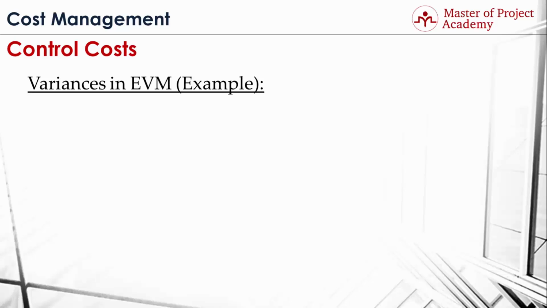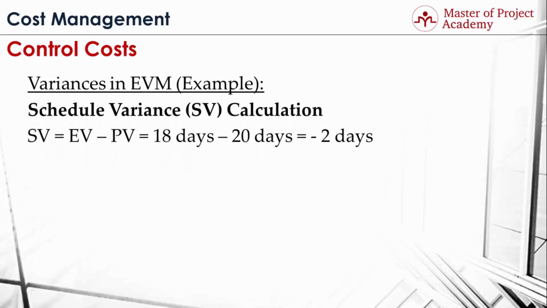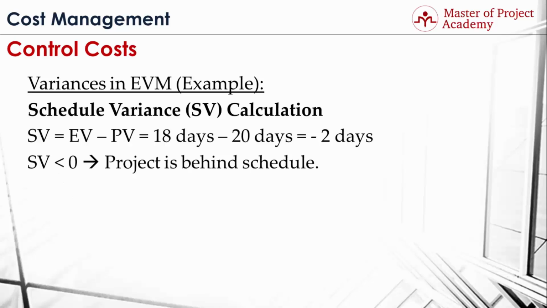Let's calculate the schedule variance of the previous scenario. 18% of the work was complete in the 20th day of the project, so earned value was 18 days. And planned value for the 20th day was 20 days of work should have been completed. Therefore, schedule variance of the project is found by subtracting 20 days of planned value from the 18 days of earned value. The result is -2 days. Schedule variance is less than 0. Therefore, we conclude that the project is behind the schedule.